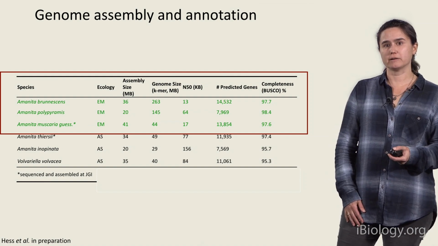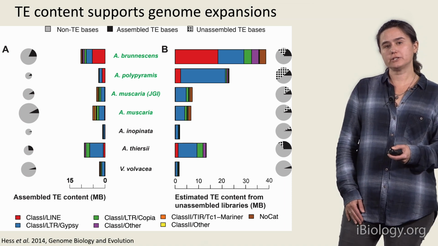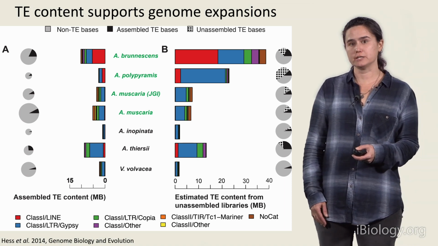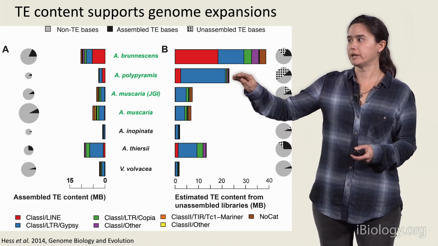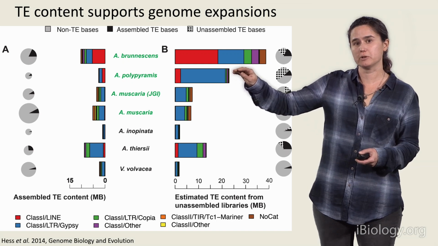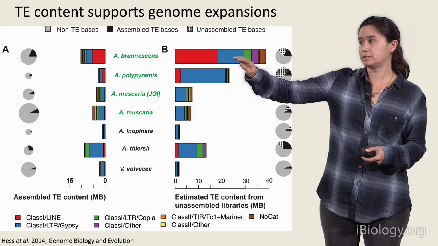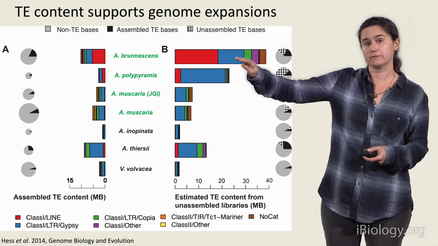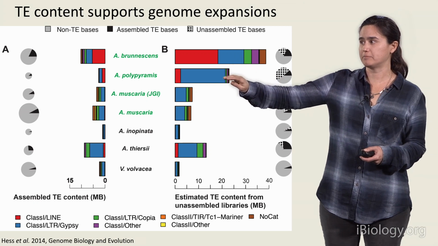So now let's dig a little bit deeper into what are the commonalities or differences between these 3 ectomycorrhizal species. So one thing that's true is that the genome expansions that you see in brunescens and polypyramis seem to be caused or driven by expansions in transposable element content. So you can see, for example, that these bars, which mark the numbers and kinds of different transposable elements, are quite large for brunescens and polypyramis.